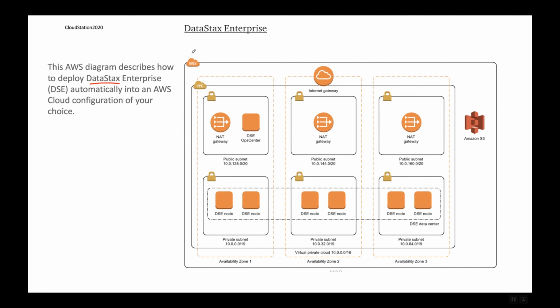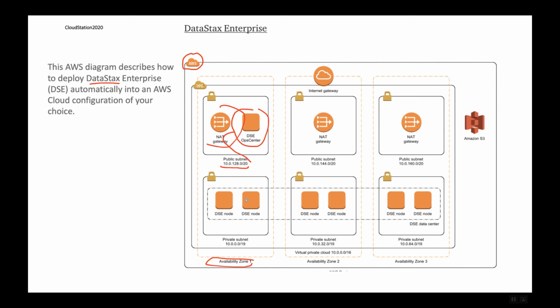So how you do it: you create your AWS account, then you create your VPC, then you create your availability zone 1, you create your NAT gateway, and you create the DSE operation center. And basically you're allowing whatever the service is running on this CIDR 128.0.20 to make a connection outside.